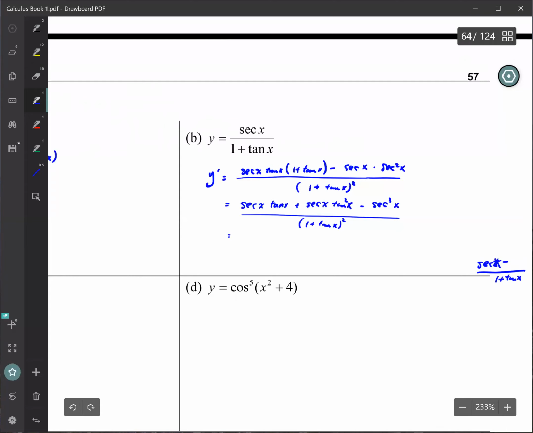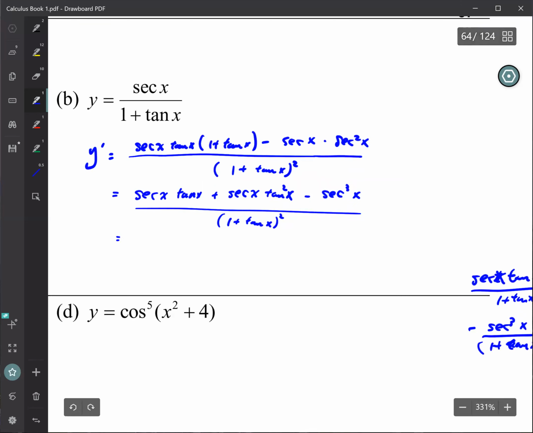Secant x times 10x, and then minus secant cubed x over 1 plus 10x squared. Oh, so all of that squared. Okay. It still looks very complicated, eh? Very long. Yeah, I guess so. Well, let's see if we can get shorter than that.